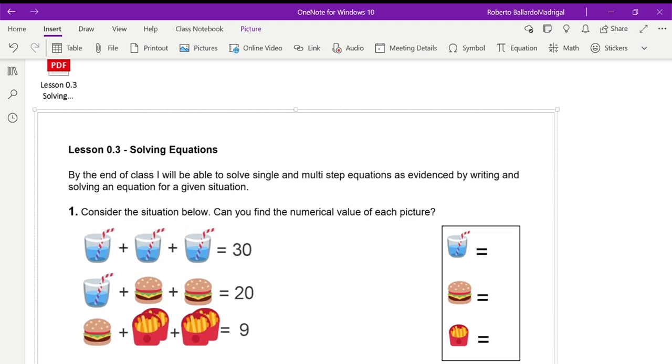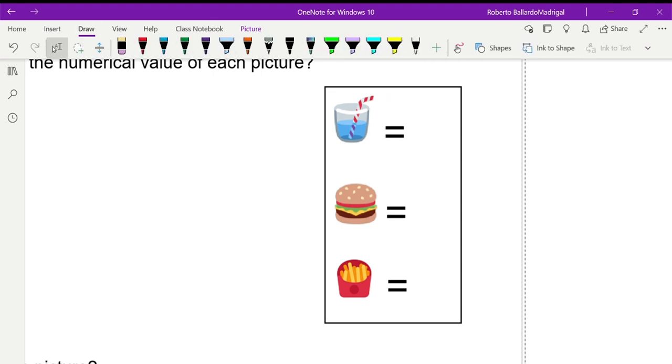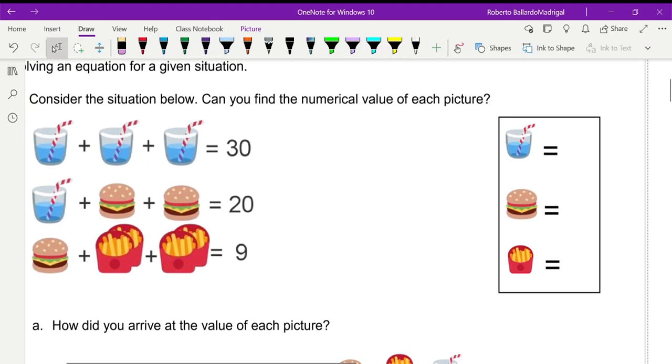Okay, it's time. So let's have some of you help me out here. Based on the pictures, how much is each drink worth? Raise your hand. Yeah, Victoria, go ahead. 10. All right, that's pretty easy. We have 3 drinks that add up to 30, so that means that each drink must be 10.